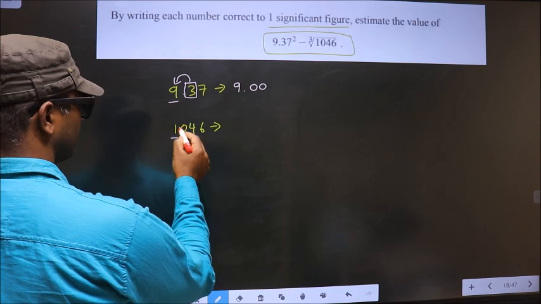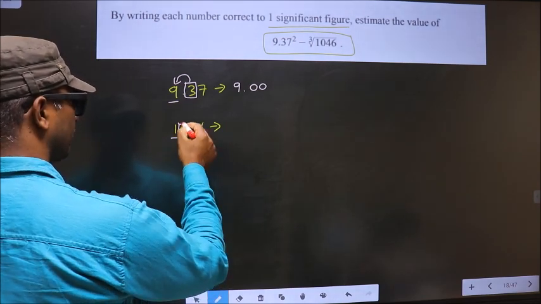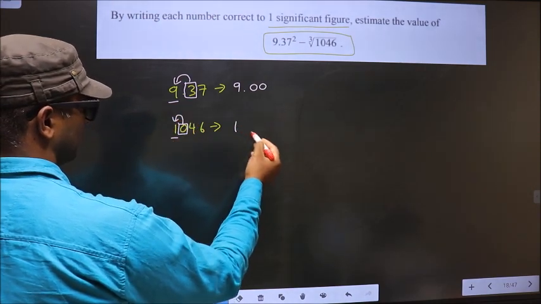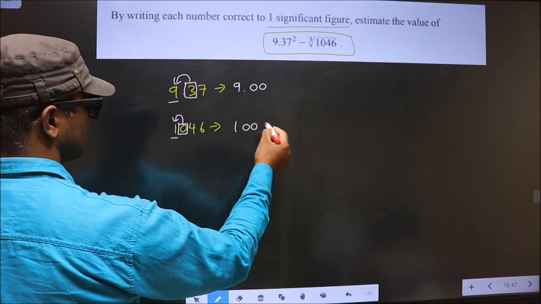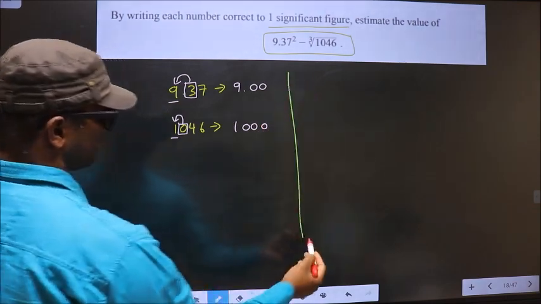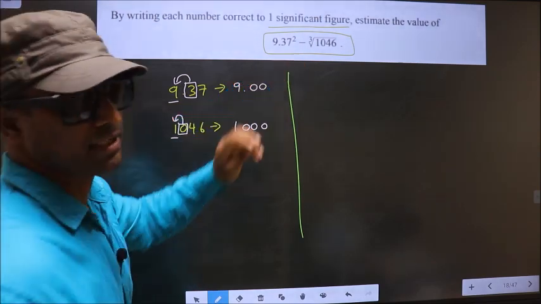Now here, this is first, this is second significant number, it is 0. Smaller than 5, so we don't need to add any number to this. It will remain 1 and the rest of the places 0. Okay, now let us use these values over here.